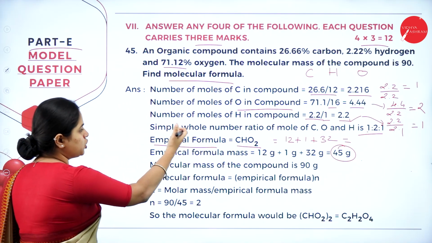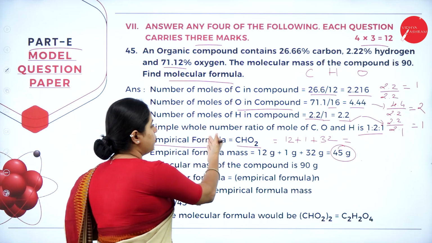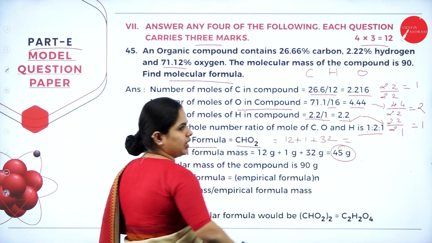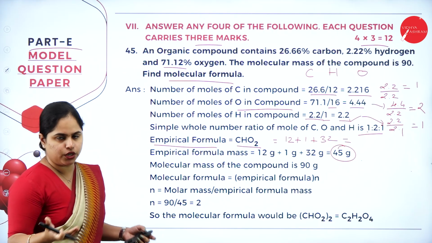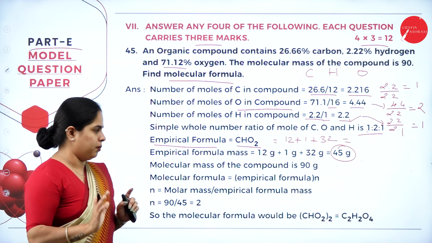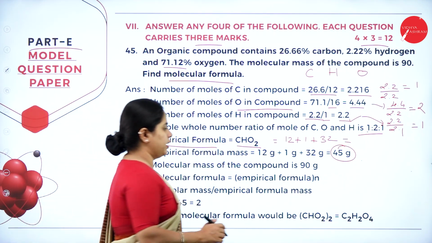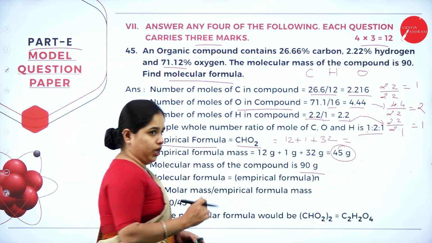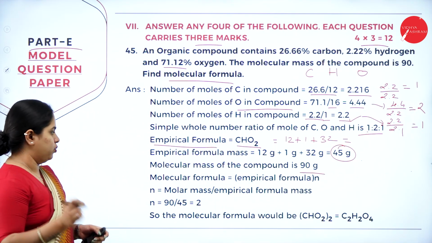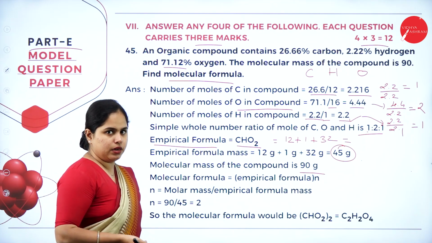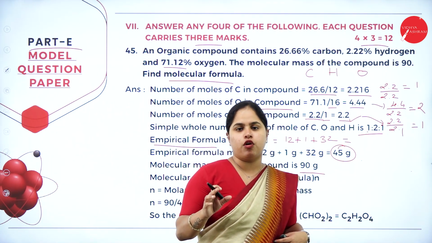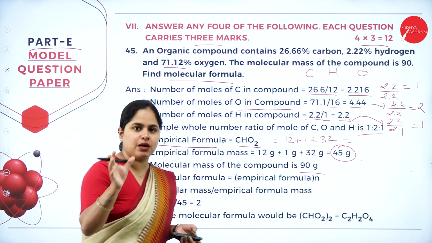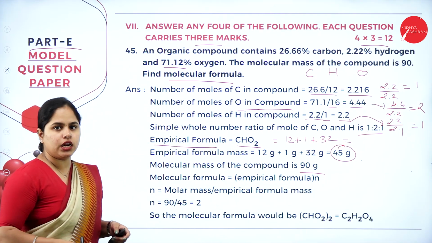So once we get the ratio, we calculate the empirical formula. From that empirical formula, we can calculate the empirical formula mass: add the atomic mass of each of the elements present. Then the molecular mass is already given here, which is 90 gram. Now we have to calculate the N value. That means the molecular formula will be the empirical formula into some value. So the empirical formula multiplied by some factor will give you the molecular formula mass.